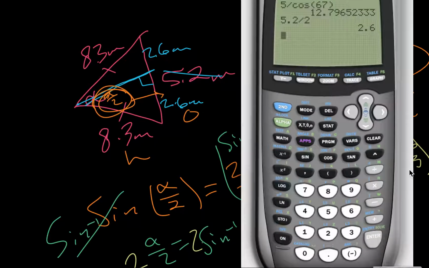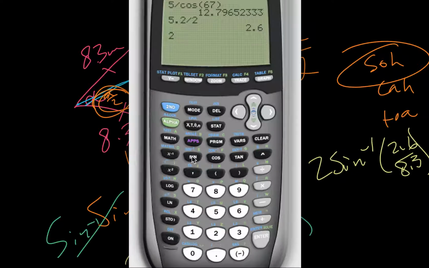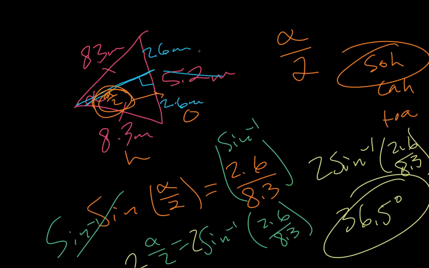Pull up our calculator. Move it out of the way. 2 second sine, which brings up our inverse sine. And then parentheses. Oh, it already started one for us. So 2.6 divided by 8.3. And we hit enter on that. And our degree measure would be 36.5. And that's our alpha, the value of alpha.